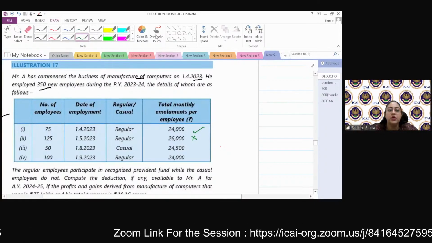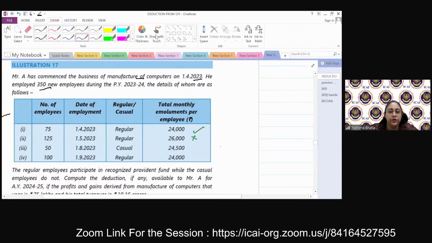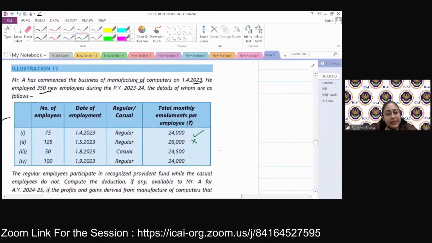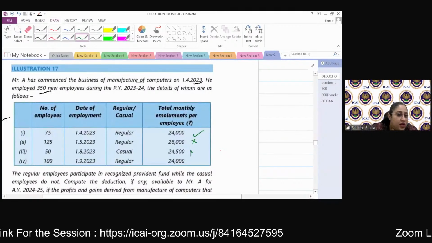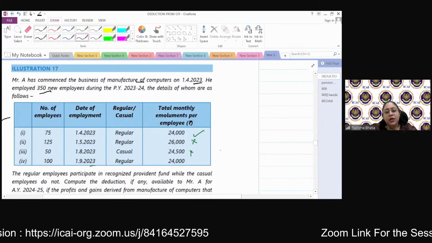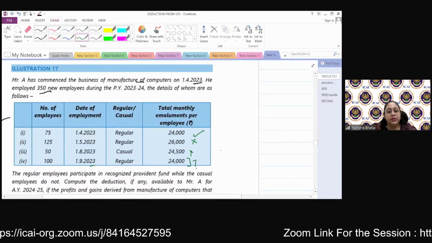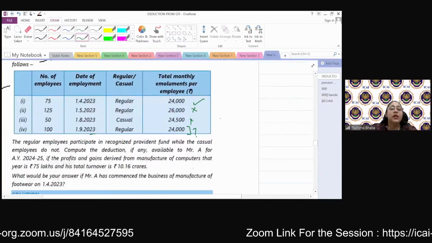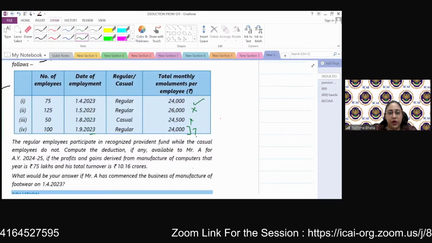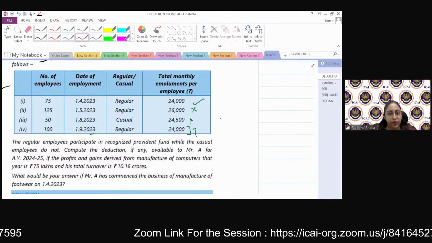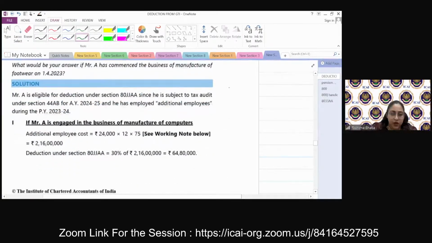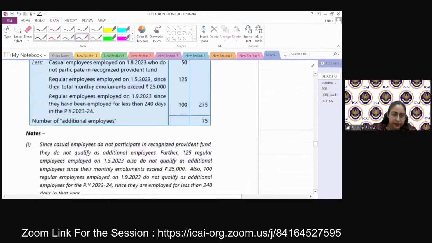Next, 100 employees joined on 1st September 2023. Yes, the salary is less than 25,000, but if you count the days, it is less than 240 days, September to March. So this year they will not be considered. So the additional cost which is coming as deduction under 80JJAA is 24,000 per month for 75 employees, into 12 months, and 30% of that, which comes as this.